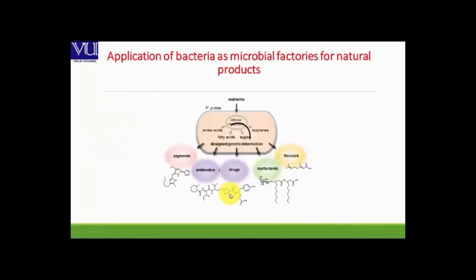Application of bacteria as microbial factories for natural products. Bacteria may be described as tiny chemical factories that take up simple molecules like sugar or alcohol as nutrients and utilize them to build all components that are necessary for basic cell metabolism, the so-called primary metabolites, via their intrinsic enzyme machinery.